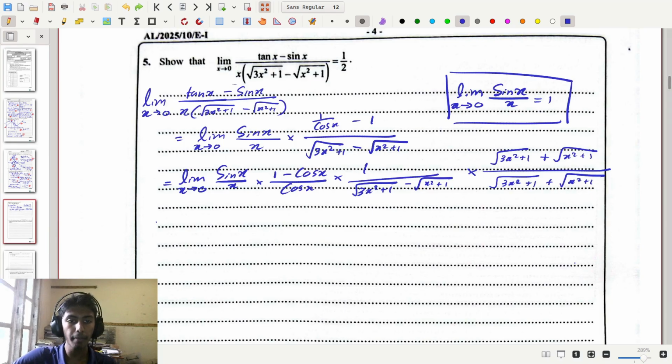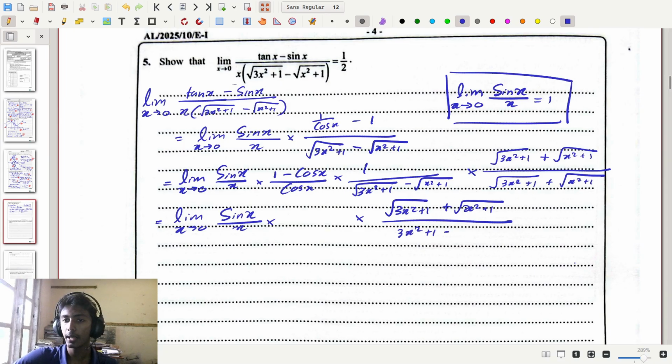So if we write that part down, this is going to be equal to the limit as x approaches 0 of sine of x divided by x, and I'm going to leave this part for a little bit as a blank space because I'm going to want to do some more simplification with this part. For the next part, on top we're going to have the square root of 3x squared plus 1 plus the square root of x squared plus 1, and in the denominator we're going to have 3x squared plus 1 minus x squared minus 1, since we are subtracting x squared plus 1.